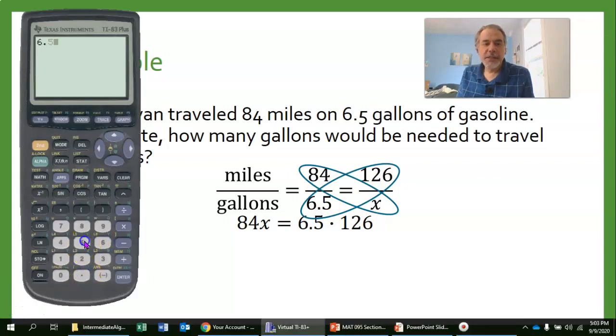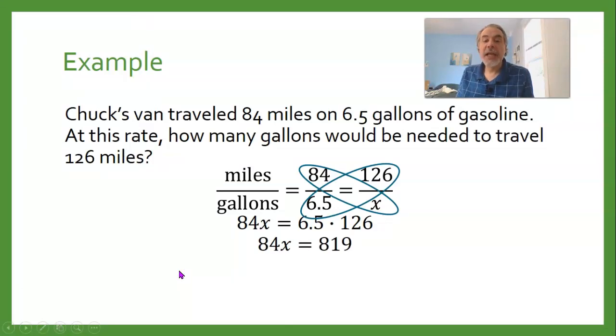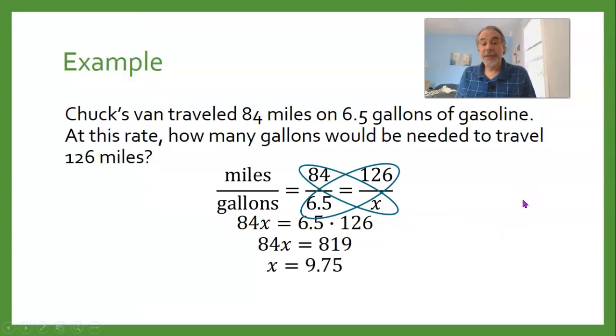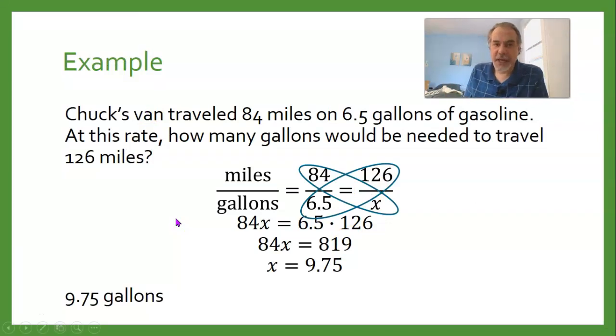Then 6.5 times 126 is 819. So now we're looking at 84x equals 819. And to get just x, we've got to divide both sides by 84. So 819 divided by 84 comes out to 9.75. So the answer is 9.75 gallons of gas.